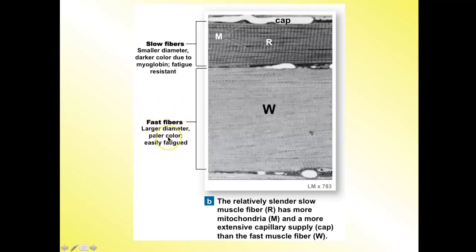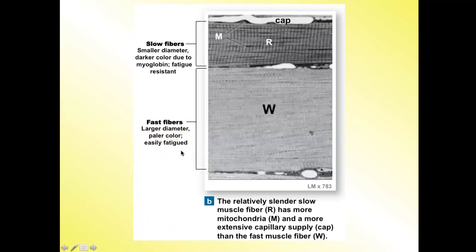These fast fibers are going to be what boxers want, what sprinters want. They want fast, explosive action, but these fatigue quickly. So you can't sprint for as long as you can run distance, right? You slow down because your muscle fibers fatigue. And let's talk about why they fatigue.